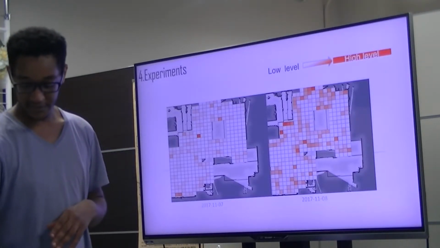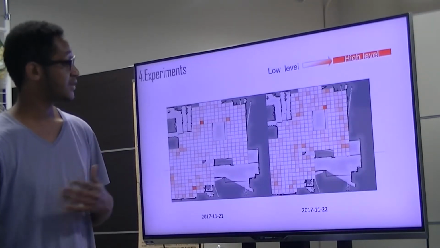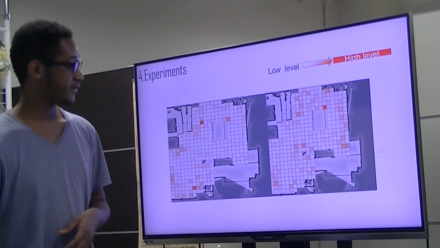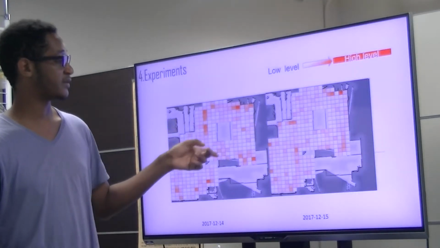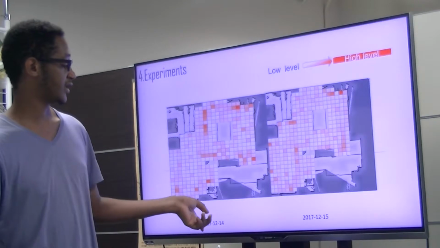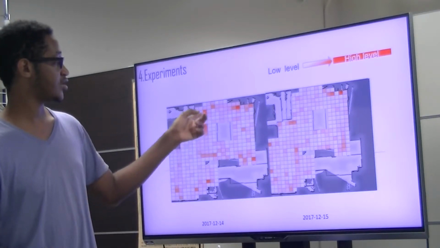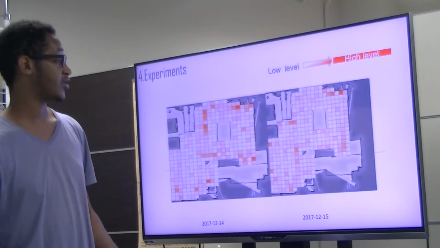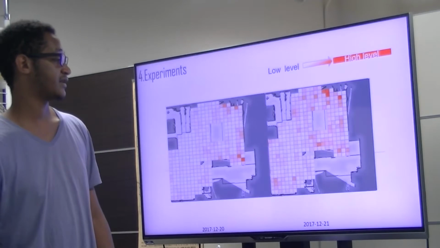So we made many experiments on a daily basis. These are some samples of experiments. And here we have the dirt map taken during this day, and the red color shows the density of the concentration of the dirt level in the cell at that time.